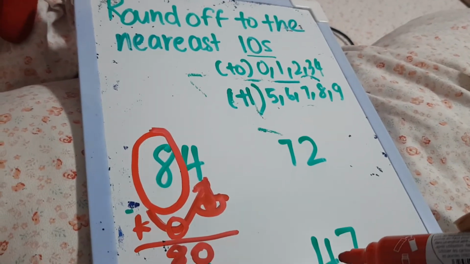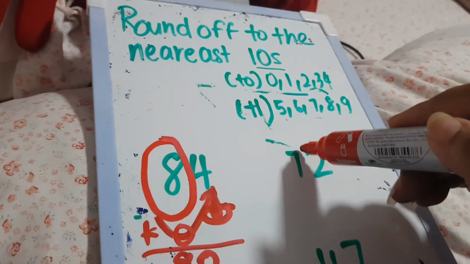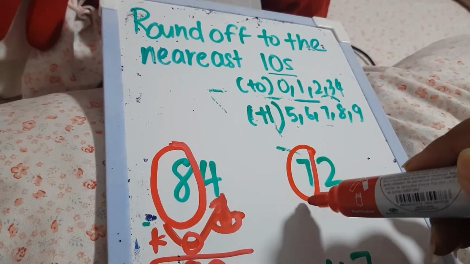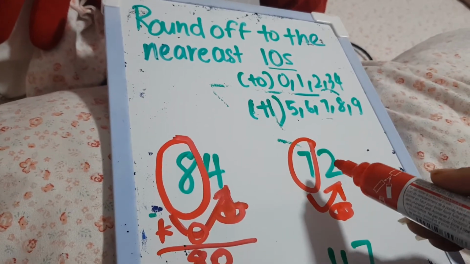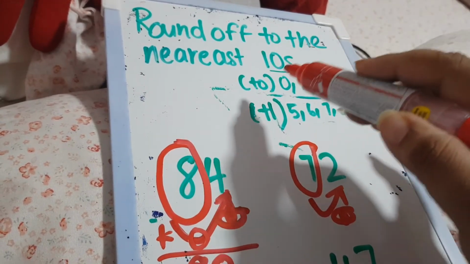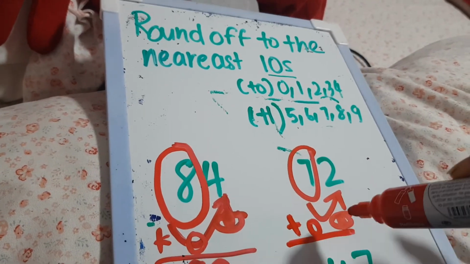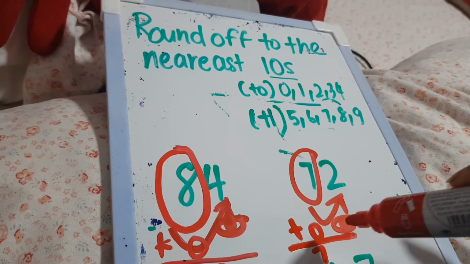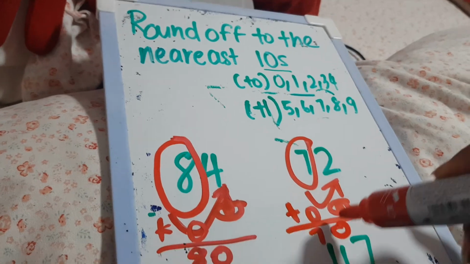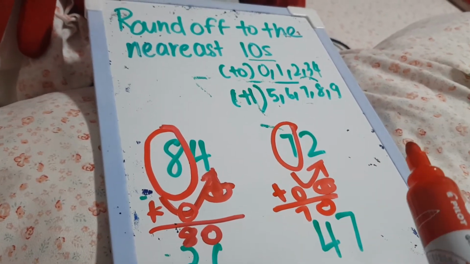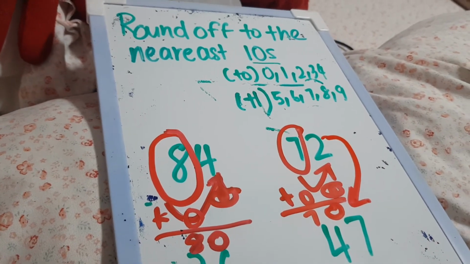Let's look at 72. Round off to the nearest tens. So we circle the tens place. We look to the right. We draw an eye. 2. We plus 0. 0, 1, 2. So plus 0 at the tens place. 7 plus 0 is 7. 2, everything behind becomes 0, becomes blind. So 72 rounded off to the nearest tens is 70.